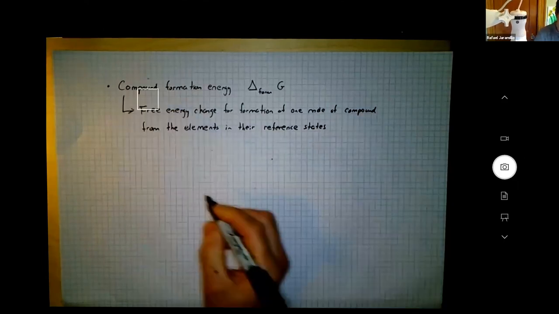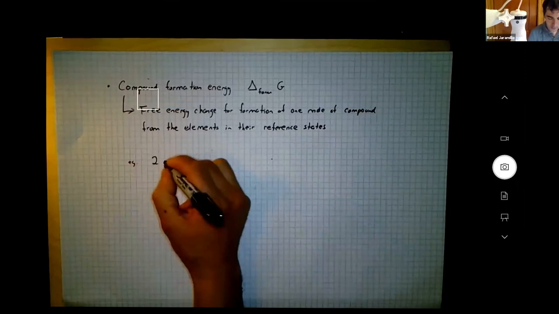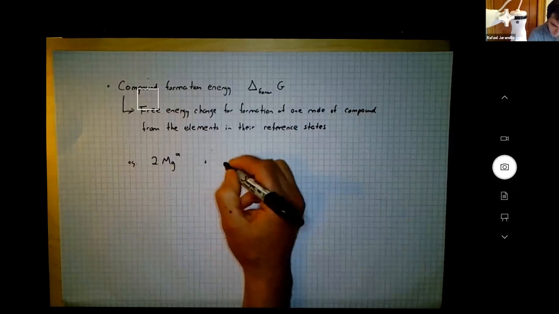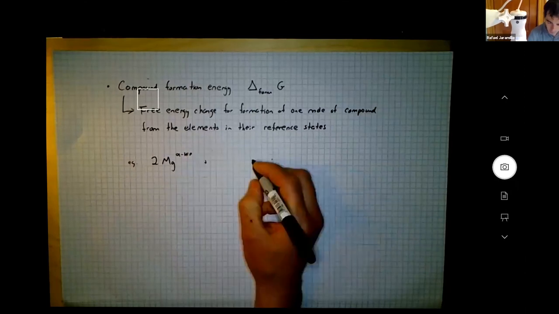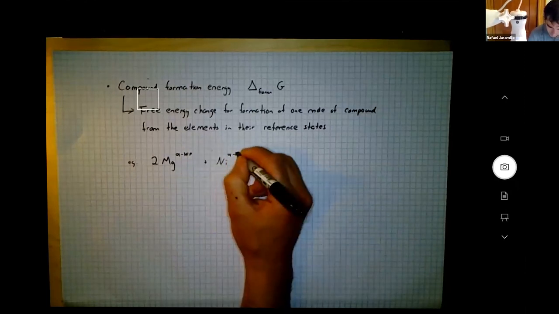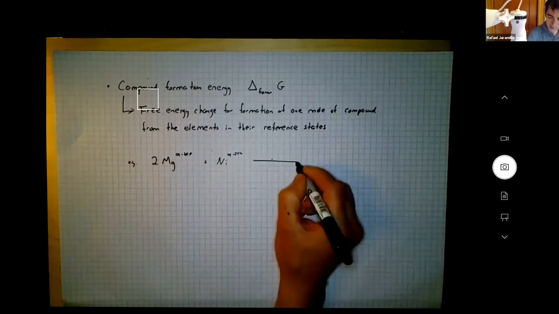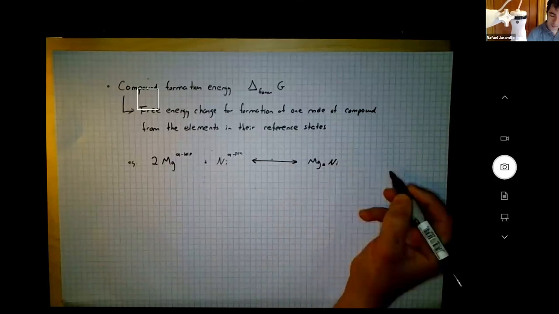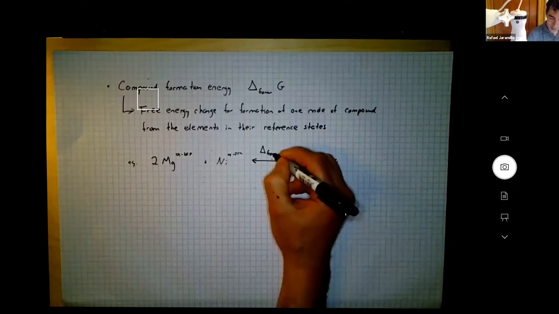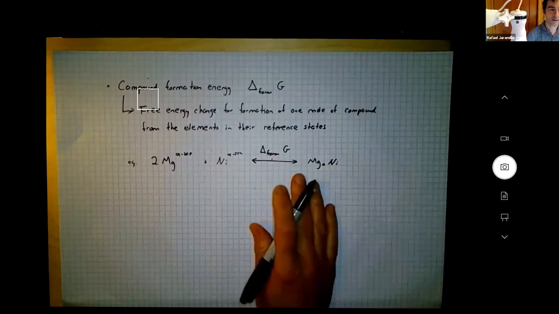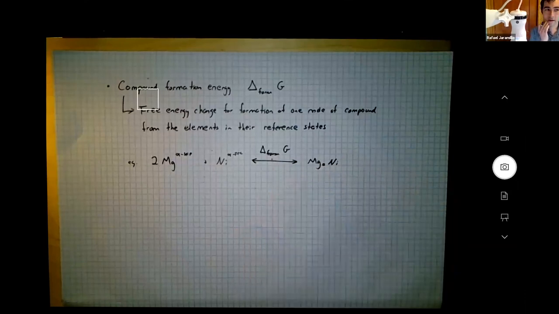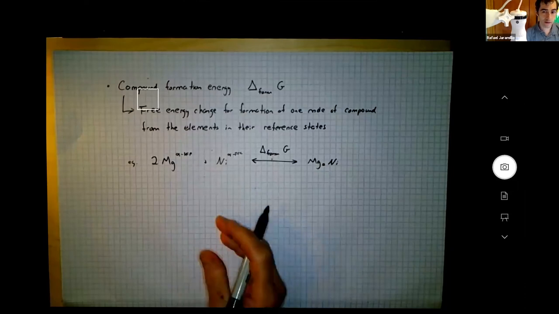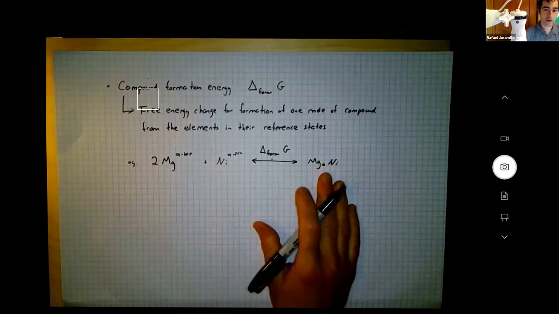So for example, I might have 2 moles of magnesium in its alpha phase, let's say HCP, plus 1 mole of nickel in its alpha FCC phase. And these can react to form magnesium 2 nickel. And there's going to be a free energy of formation for that reaction. So you can see I'm using this term reaction, and we're writing things a little bit more like molecular reactions, even though this is an extended solid, an extended solid with fixed stoichiometry.